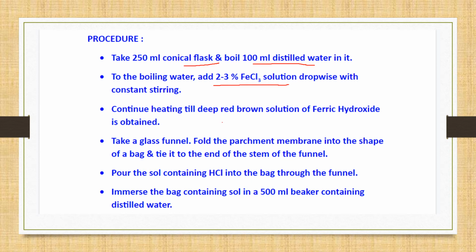This is to be purified now because there is HCl in it. So we'll take a glass funnel and fold the parchment paper into the shape of a bag and tie it to the end of the stem of the funnel with a thread. Now pour the sol prepared containing HCl into this bag through the funnel and immerse the bag containing sol in a 500 ml beaker which has distilled water in it.